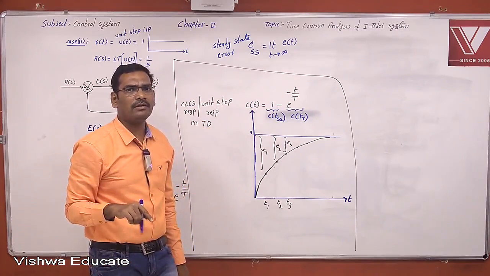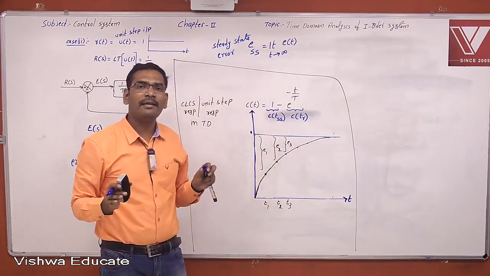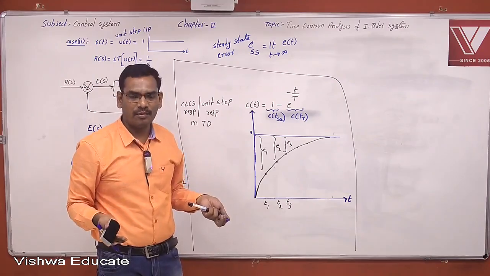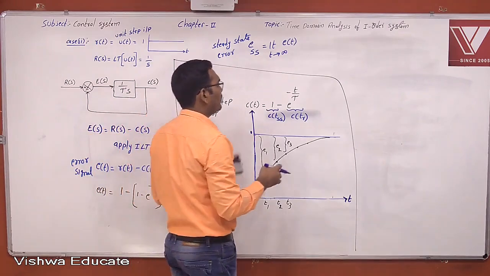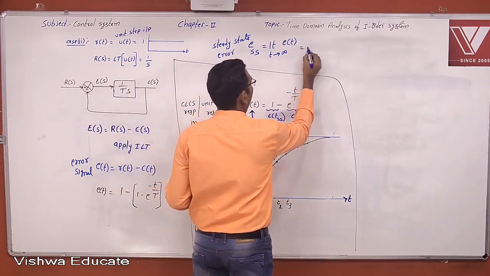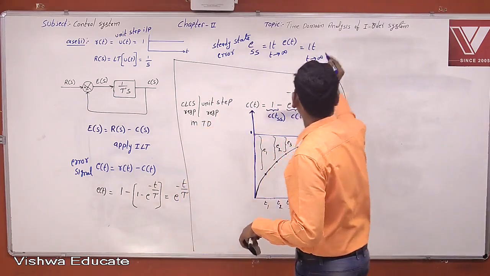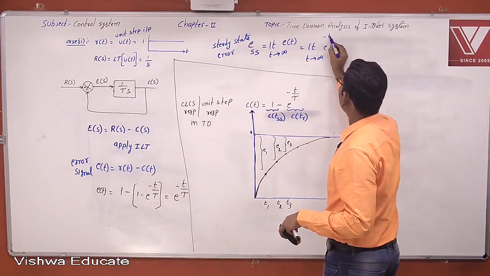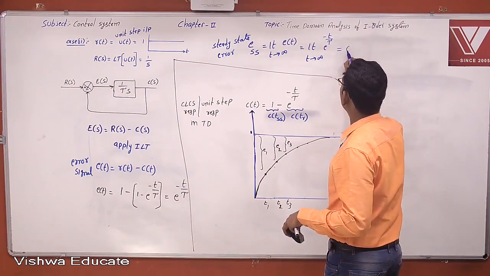Students, I am asking one question. If you take an infinite amount of time, definitely the response will reach the final value or not? Yes, obviously the response will reach the final value. Therefore, limit t tends to infinity of E of t, which is nothing but e power minus t by tau. As t tends to infinity, e power minus infinity is 0.